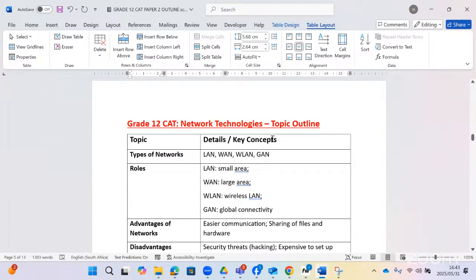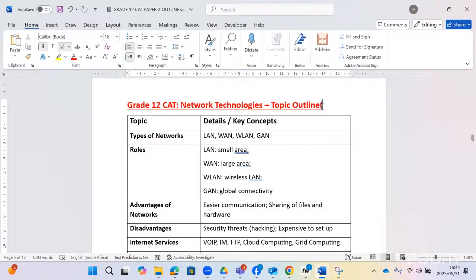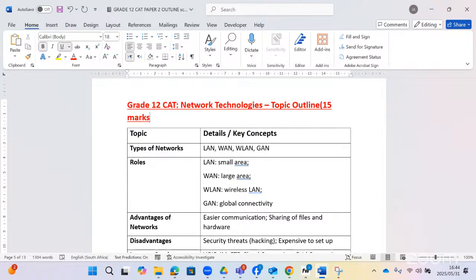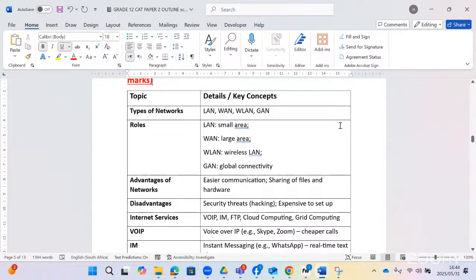Now, I move straight to the next one, which is the network. Like I said, the network covers 25 marks. No, sorry, 15 marks. Now, for the network in grade 12, examiners mainly focus on the types of networks, which are the LAN, WAN, wireless LAN, and GAN. In few instances they will ask questions about personal area network. Most of the questions will be centered around these types of network.